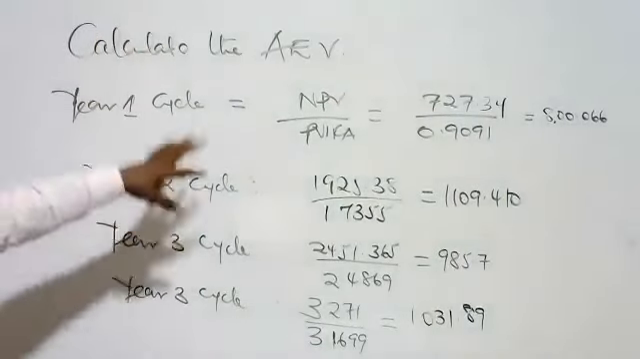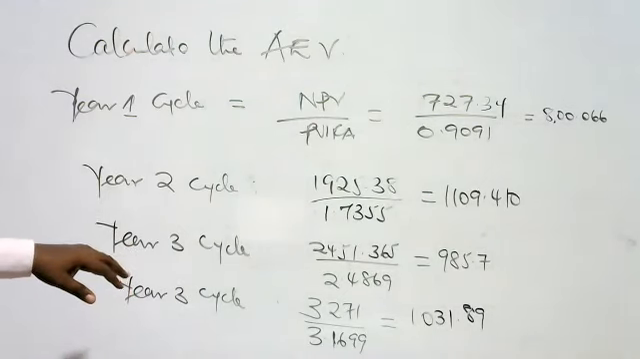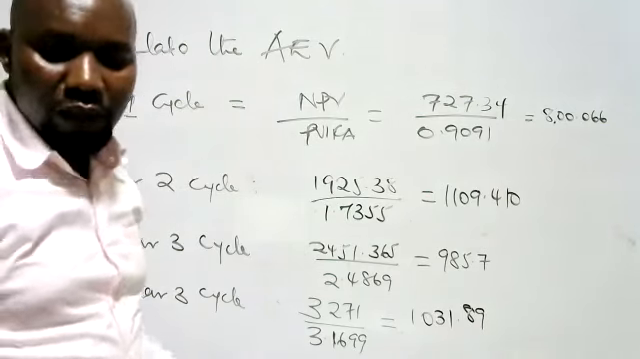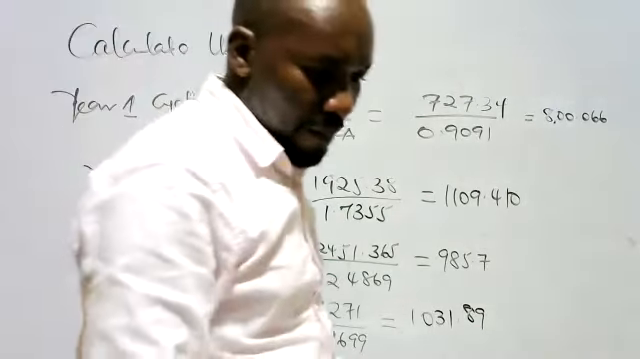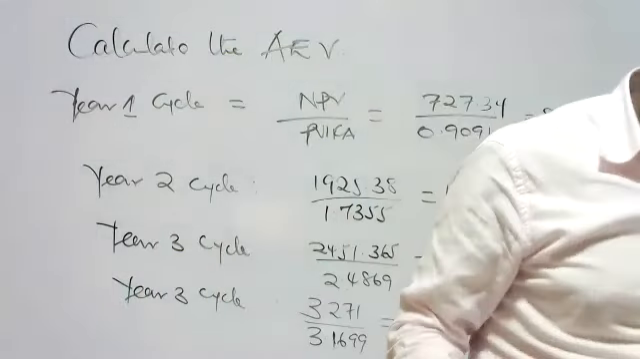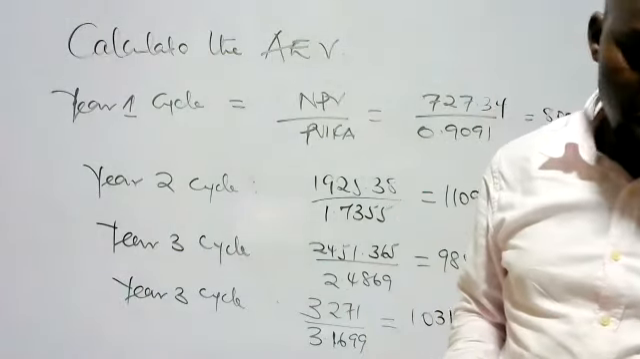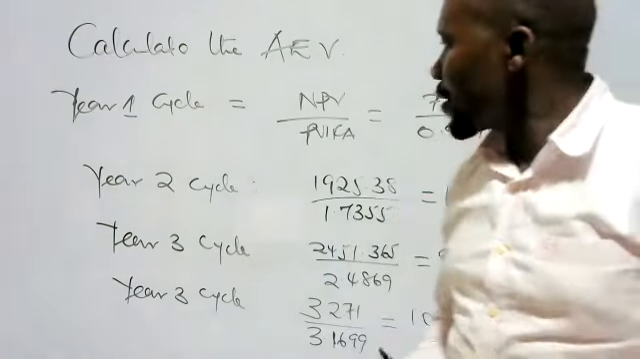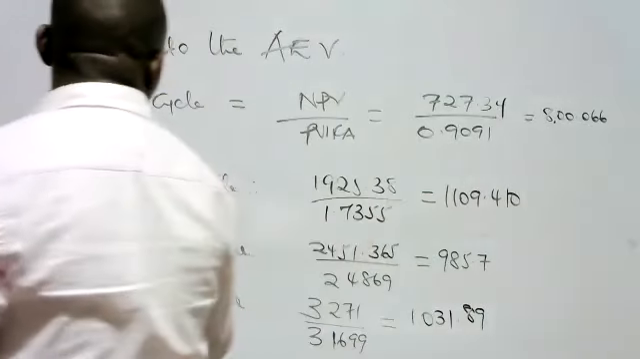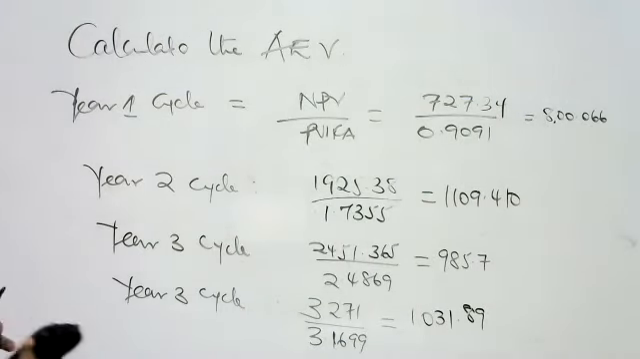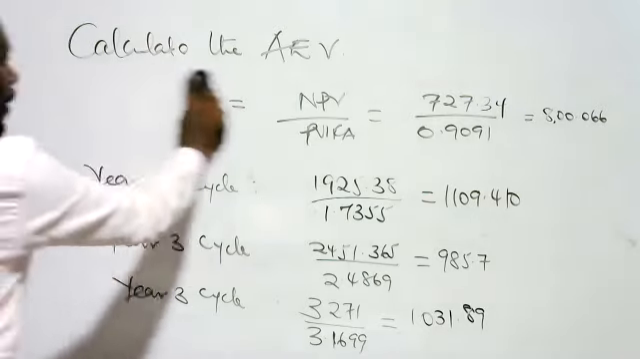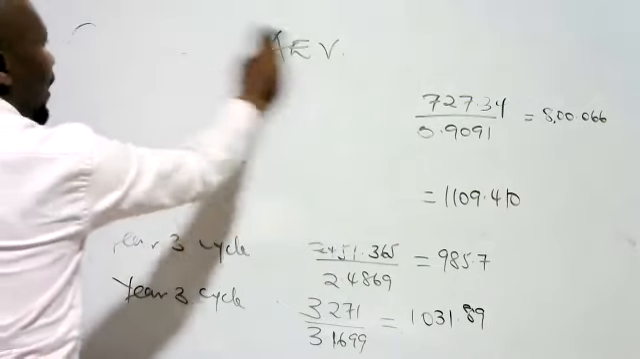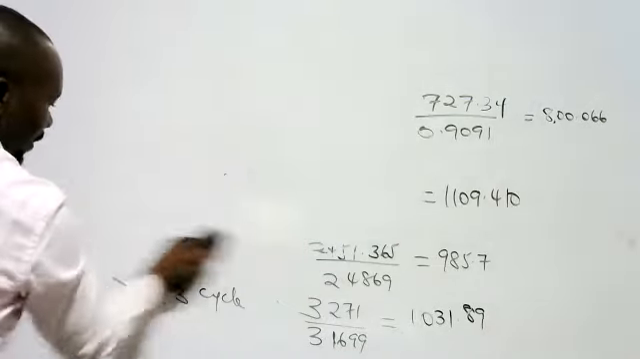So you conclude and say that the optimal replacement cycle is year 2. Therefore, the company should replace the asset after every 2 years. It is the cycle that has got the highest annuity equivalent.